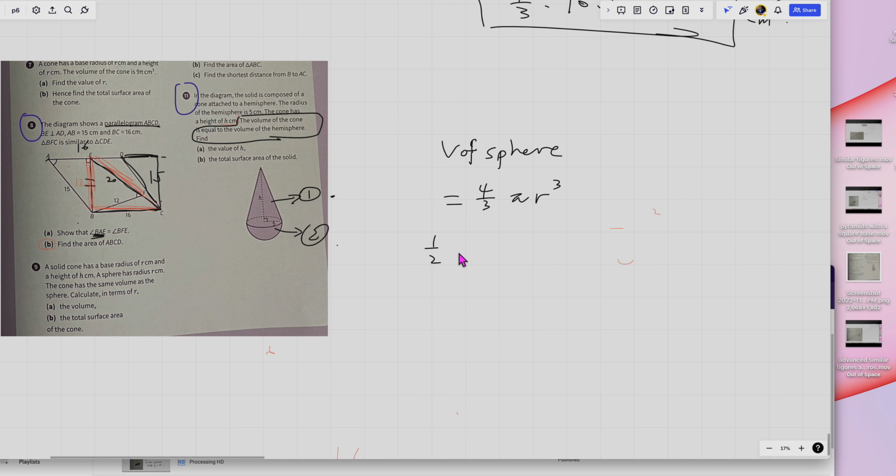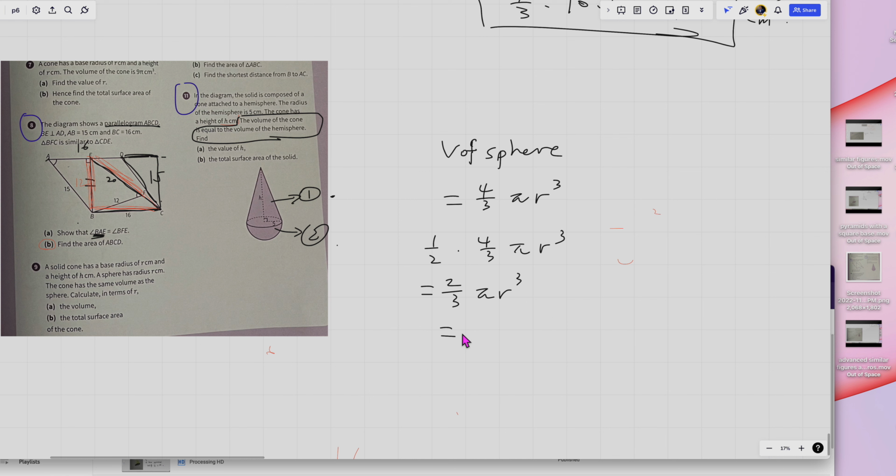So half times 4/3 pi r cube. No, I don't want the answer. I don't care about the answer actually. I care about the formula first. Yep. So after that it is going to be 2/3 pi r cube, right? Yep. And in this case, the r is 5.